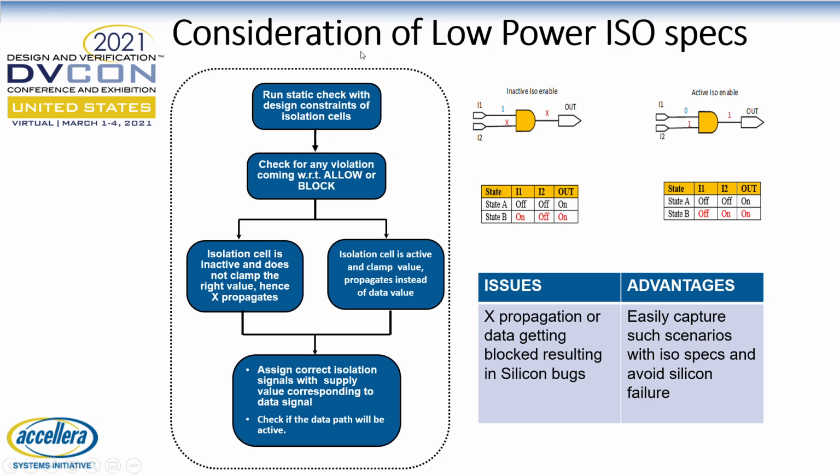So here in this check, what we do is pass on these design constraints in the isolation in the static check and check for any violation with respect to allow or block. So if either one of them is true, like if X is getting propagated or data is getting blocked, then we assign correct isolation signals with supply values corresponding to the data signal. So the issues which we faced were like X was getting propagated, which could have resulted in silicon bugs. So we captured such scenarios with the ISO consideration in static checks and avoided any silicon failures.